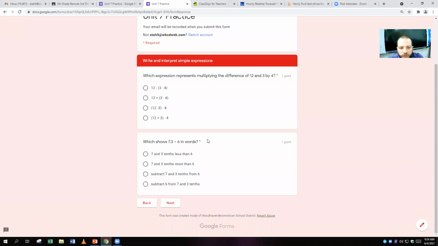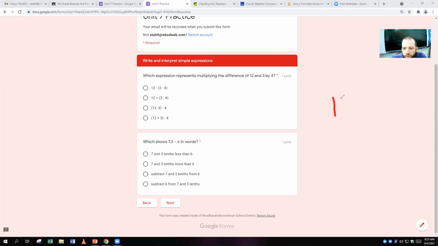Now we're going to write and interpret simple expressions. Which expression represents multiplying the difference of 12 and 3 by 4?